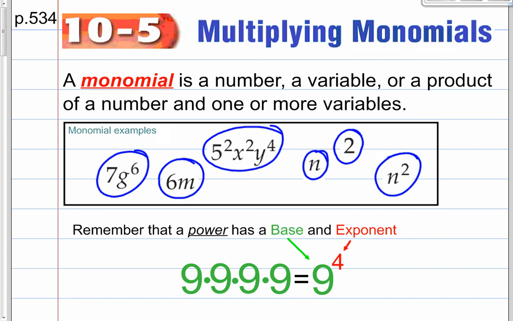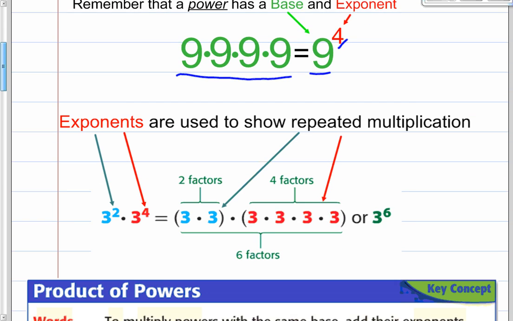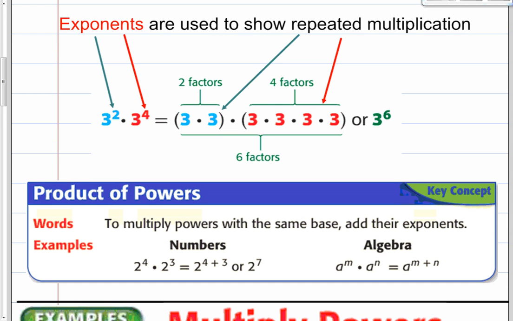Remember that a power has a base and an exponent. Here we have 9 times 9 times 9 times 9. The easy way to write that is with a power where 9 is the base and 4 is the exponent. Exponents are used to show repeated multiplication.